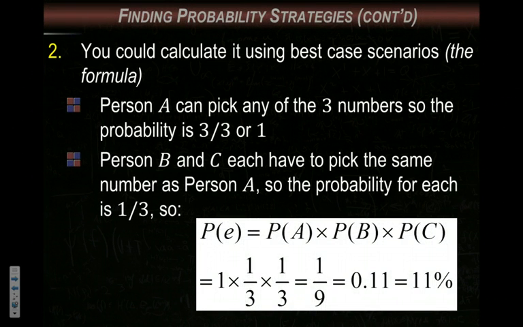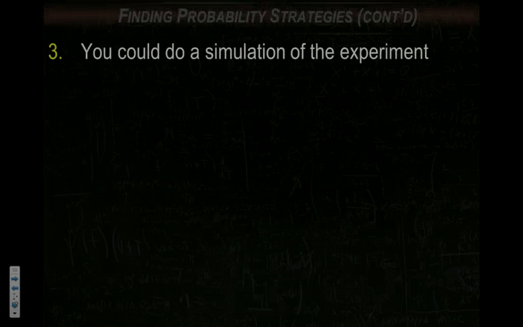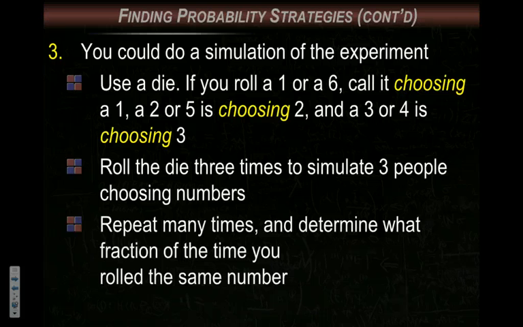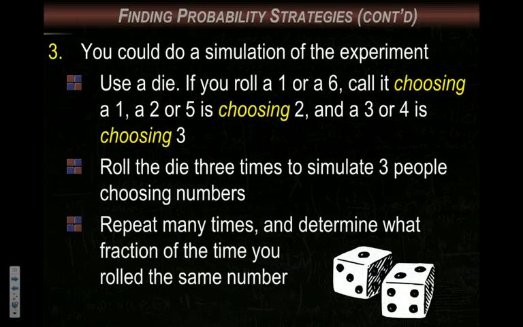So that's another way you could do the probability there. You could calculate it using best case scenarios using the formula, which is exactly what we just did, and come up with the 11% again. Okay? Or we could do what we just did. We could simulate the experiment.